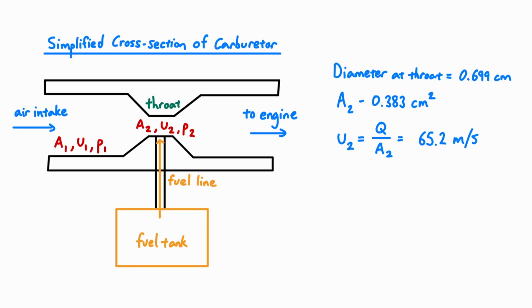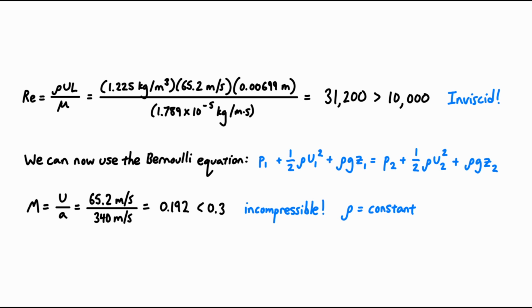We measured the diameter at the throat to be 0.699 centimeters. Converting that to area, we get 0.383 square centimeters. If we divide the volumetric flow rate of 2,500 cubic centimeters per second by the cross-sectional area, we get 65.2 meters per second at the throat of the carburetor. Now we can plug this velocity into our Reynolds number equation. We get 31,200 as our Reynolds number.